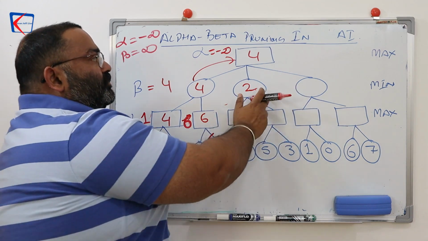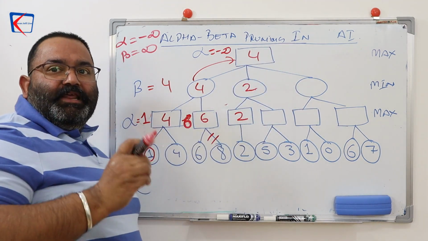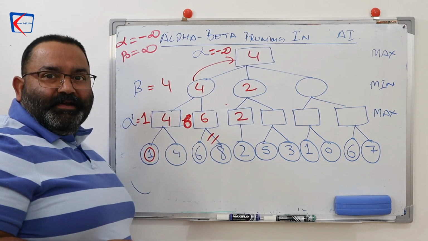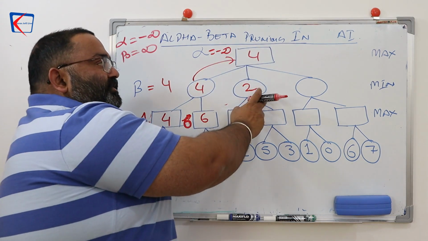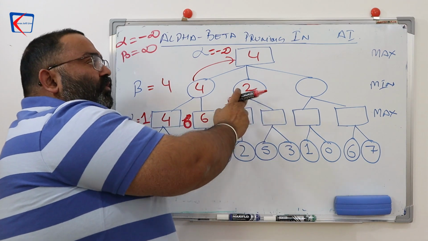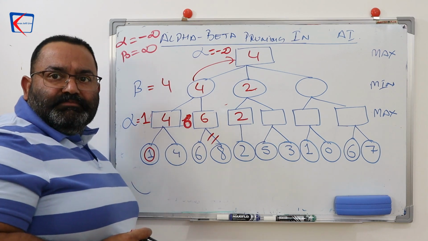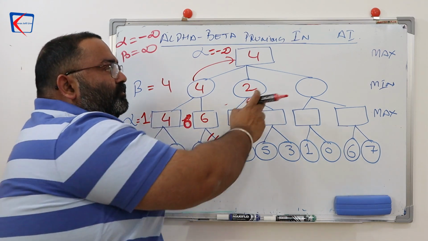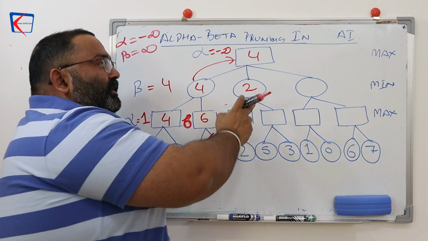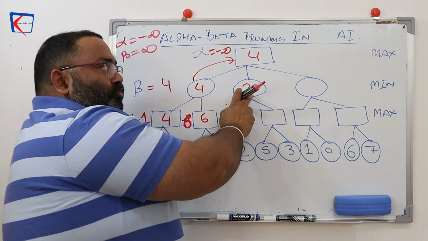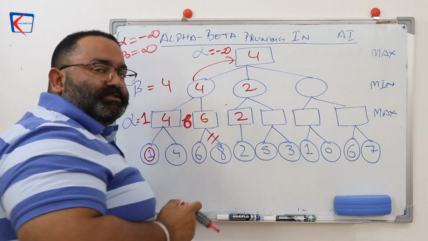But on the top I am looking for any value which should be greater than 4. Now guys, here is already 2. So whatever comes here will be smaller than 2, because it is a min node. Anything which is smaller than 2 can replace 2, but it cannot replace 4.